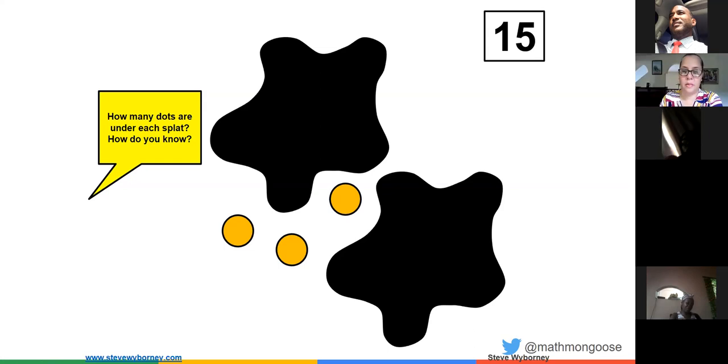Well, how about if I tell you that those two splats have the same amount under them? Would that help? Would that help if I told you that the splats have the same, because this is a black splat and a black splat, then the numbers are the same under them? So how many is under each splat? All right, let's move on.